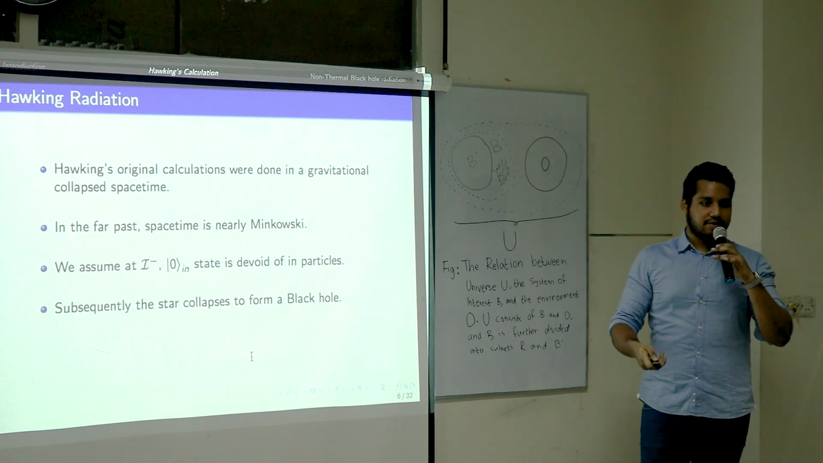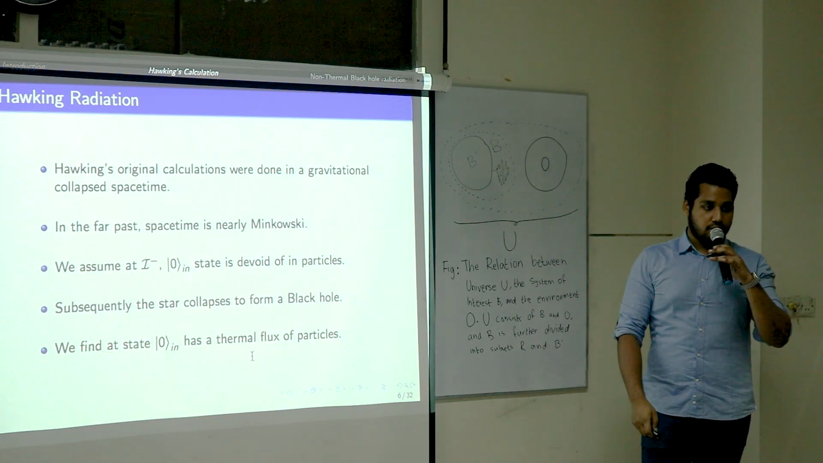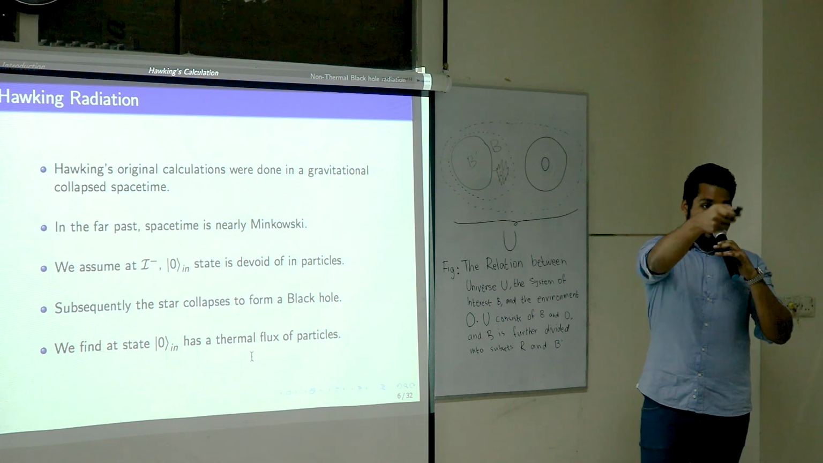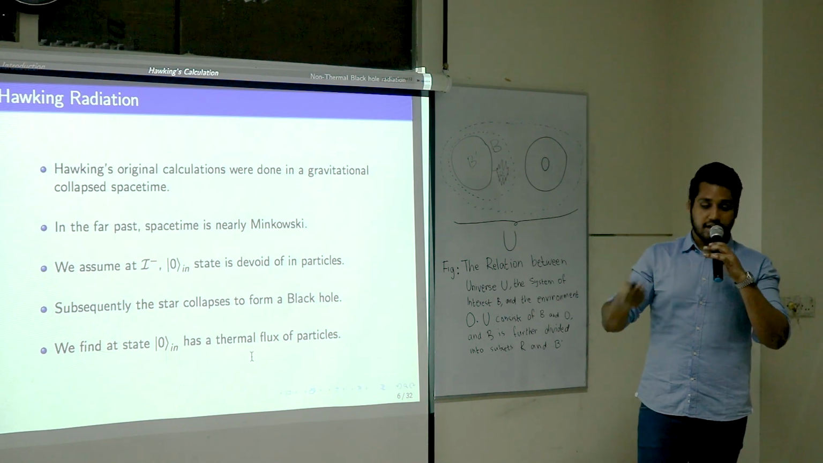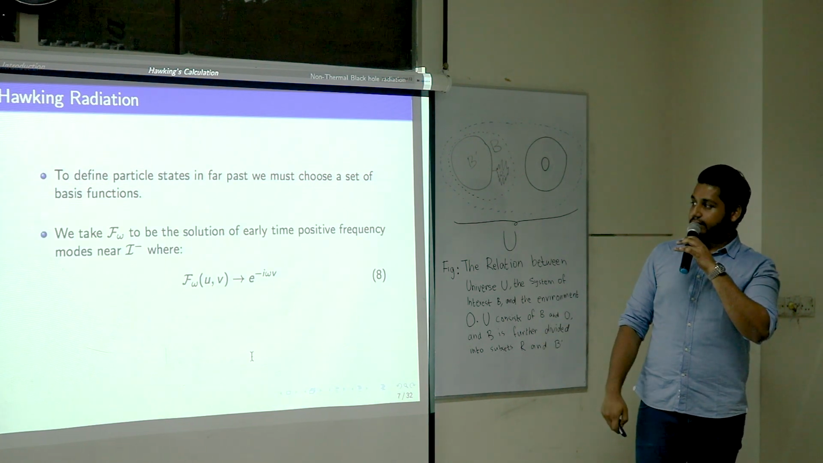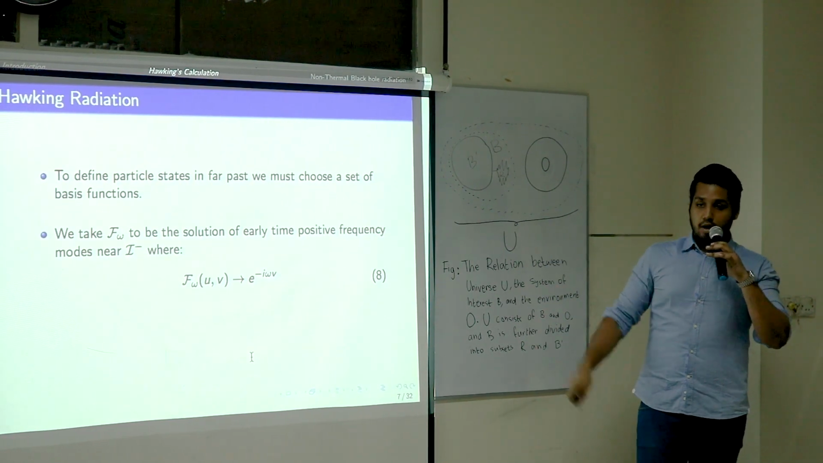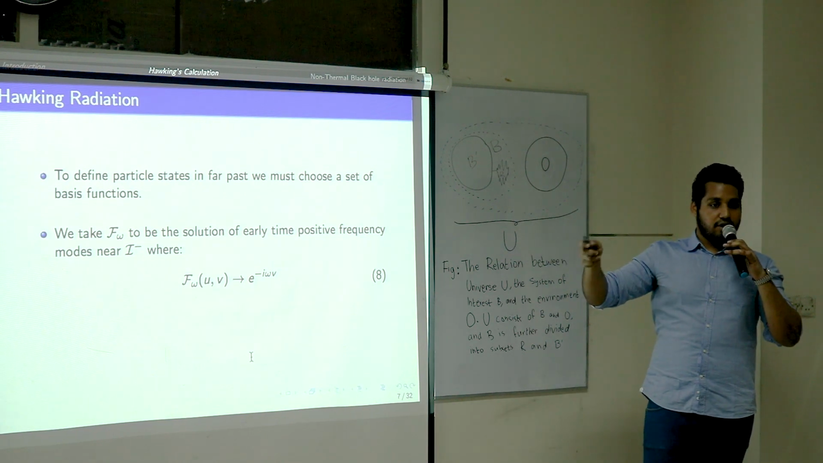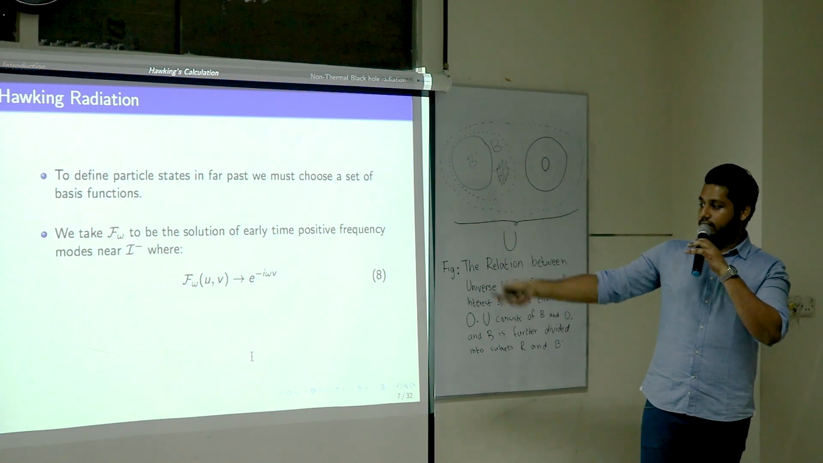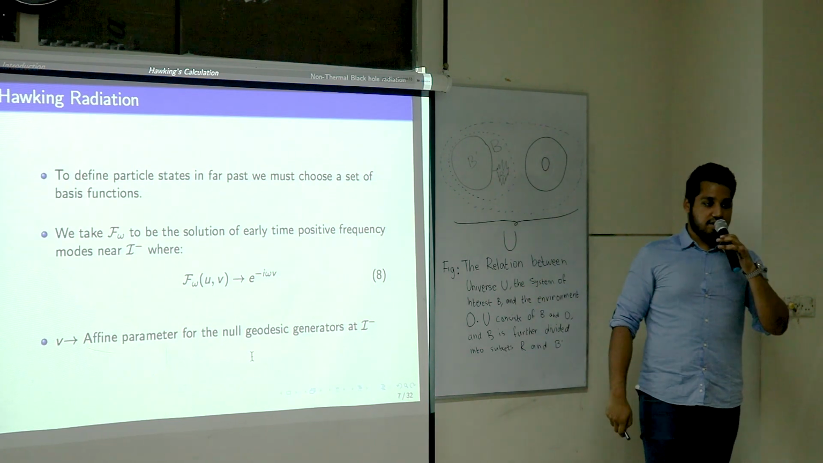Subsequently, the star will collapse into a black hole. We state then, after it has collapsed into a black hole, that this state will have a thermal flux of particles, obviously because of particle creation, which Hawking explained in the last lecture. To define particle states in the far past, we must choose a set of basis functions. And since I minus is a Cauchy horizon, we can have a positive frequency set of solutions, which will map like f_omega(v) is e to the power minus i omega v, where v is an affine parameter for the null geodesic generator at past null infinity.